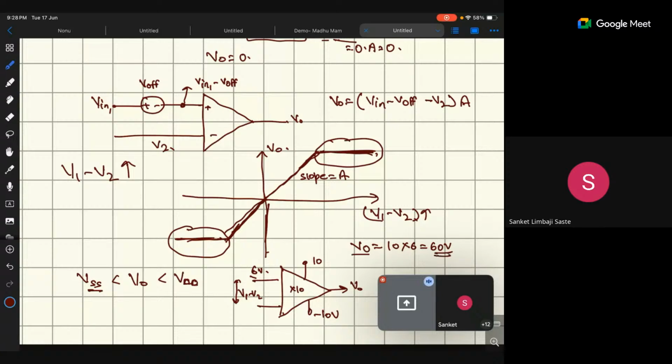But we know that V naught will not exceed beyond the VDD. So V naught is equal to plus 10. If I increase V1 minus V2 to 7 volt, 7 multiplied by 10 is 70 volt, but V naught will be constant. After a certain limit, if I increase V1 minus V2, my output will be constant, and this constant voltage is equal to the VCC. Similarly for the negative direction, it will be constant, and that voltage is called the VSS.